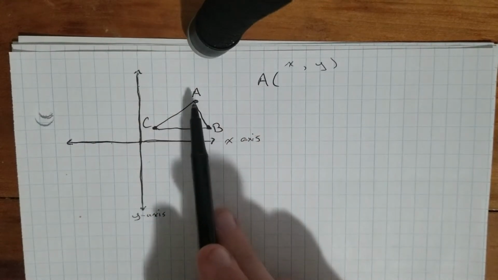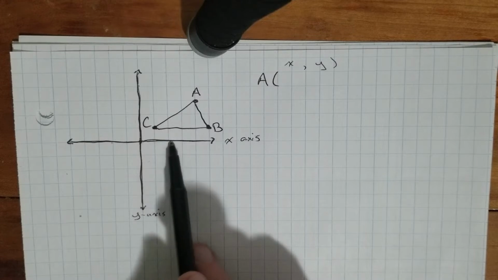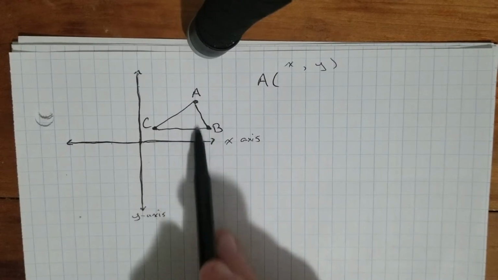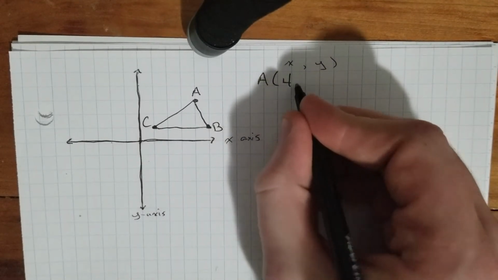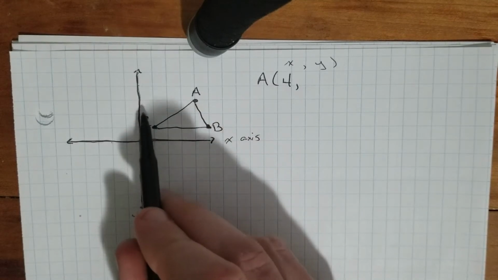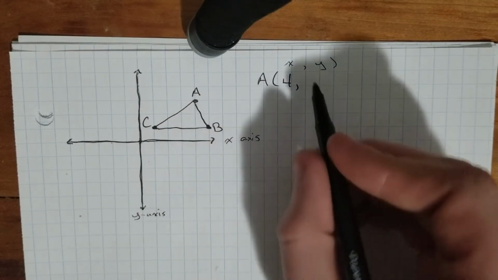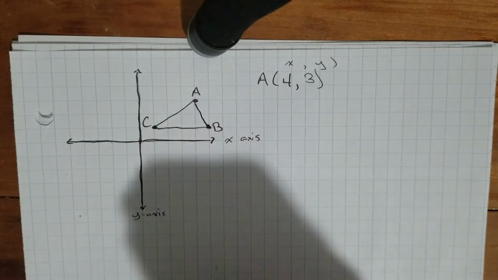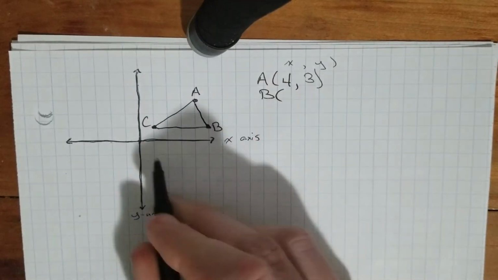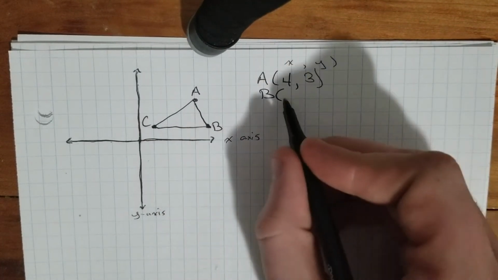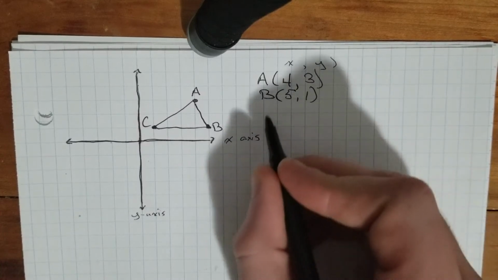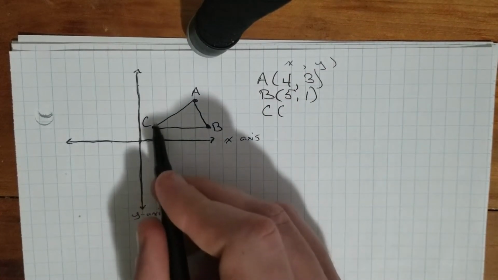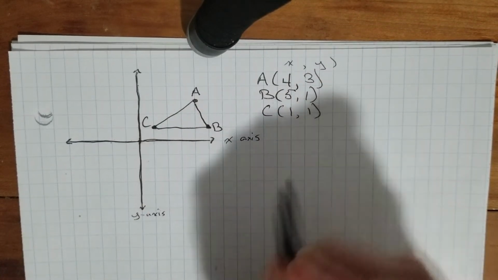So point A here on the x is 1, 2, 3, 4. That's where it is. And our y, it's 1, 2, 3. That's where it is on the y-axis. All right, our point B is at 5, 1. And our point C is at 1, 1.